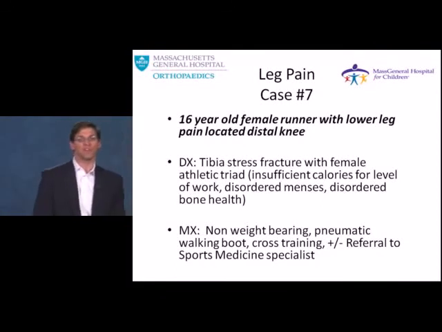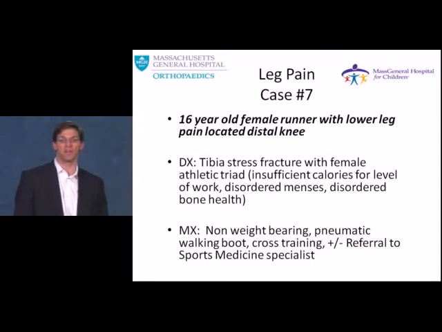So she has a tibial stress fracture with the female athletic triad, something to consider in all adolescent and driven, committed athletes. It does not have to be only female athletes, in which you have insufficient calories for level of work, disordered menses, and disordered bone health. Many may consider the female athletic triad as an eating disorder, amenorrhea, and osteoporosis, but it is now on a continuum. You do not have to have all 3 components to be concerned about the female athletic triad, but it all arises from insufficient calories for the level of athletic activity or physical activity that they are doing.